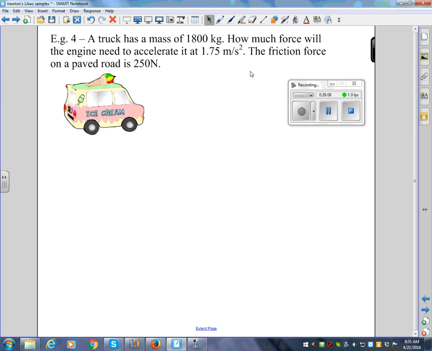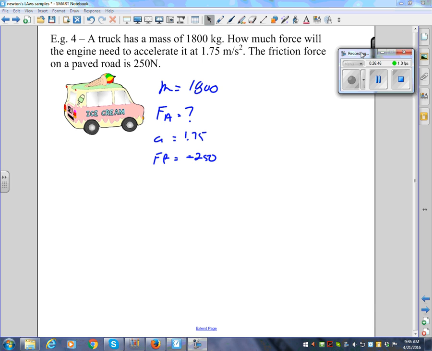Okay, let's write down what we have. Mass is 1800. How much force will the engine need to accelerate it? So what am I really solving for? Applied force. And the acceleration is 1.75, and the friction force is, let's write minus 250. Right? The friction force is minus 250. Why would you have to write minus 250? Well, I want to be reminded that it's negative.